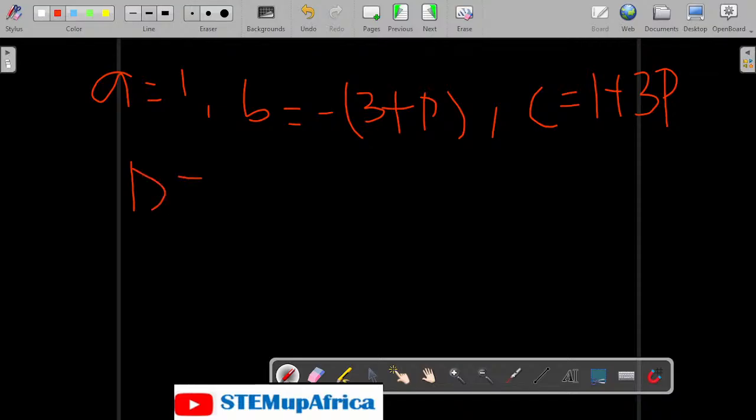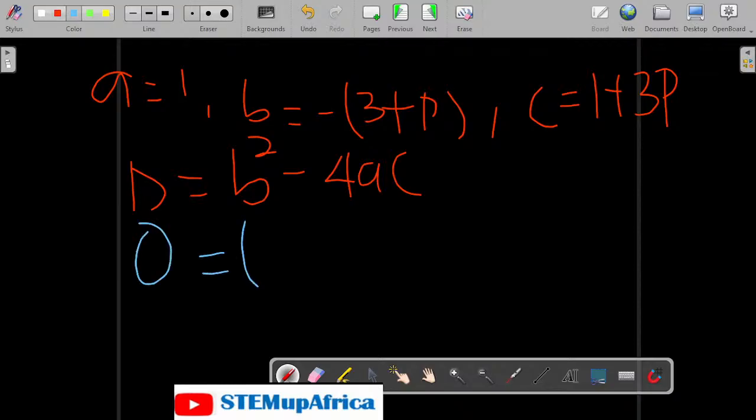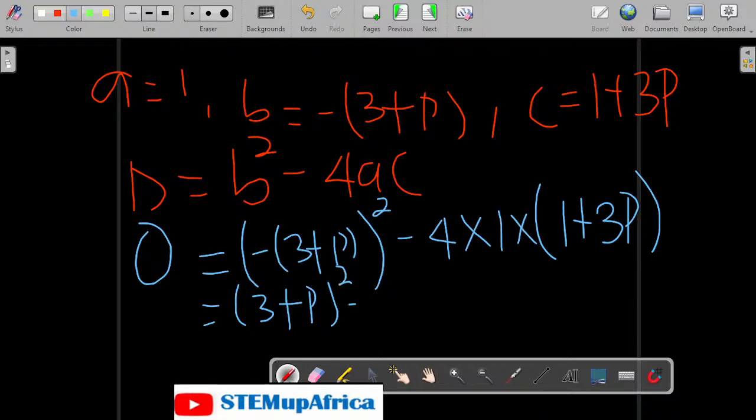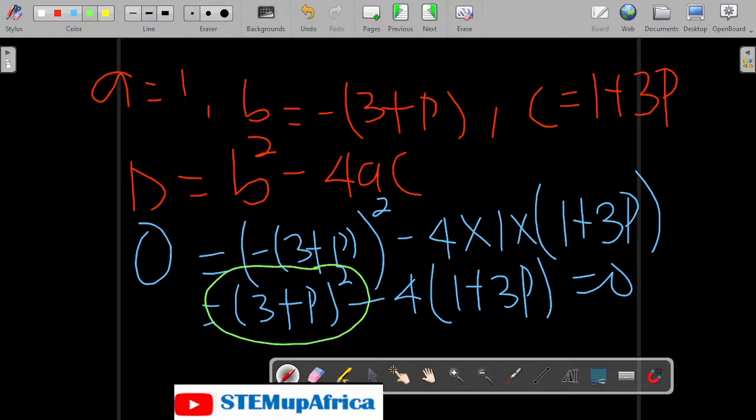So I'm having d equals b squared minus 4ac. For the root to be equal, my d is 0. I will substitute now: b is minus (3 plus p), all squared, minus 4 times a times 1 plus 3p. If I square this, the square will affect this minus. I'm just left with (3 plus p) all squared minus 4 into (1 plus 3p) is equal to 0. Because 4 times 1 will give us 4. So I will expand this.